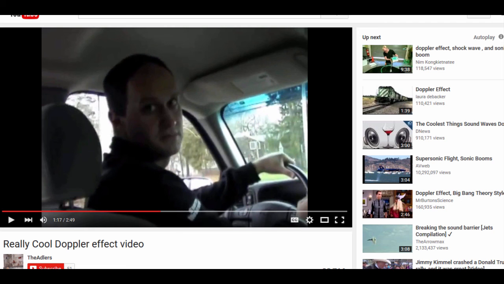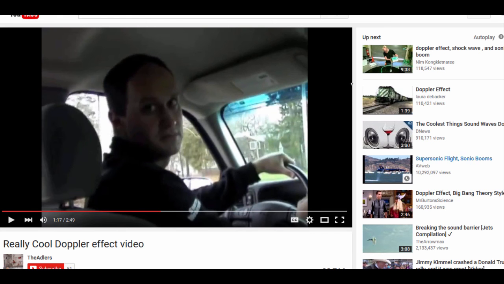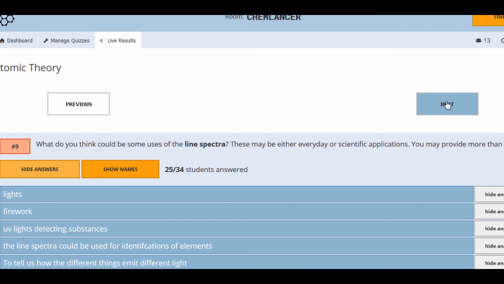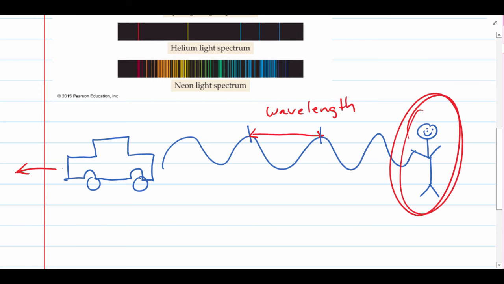Now, the reason why, the first one, why we heard a difference is because that car was in motion and was moving away from the stationary observer. And if it's moving away from the stationary observer, we want to explain why we observed what we did. And this is where you get to come up with your explanation. We have an object that's moving away from a stationary observer. What do you think happens to their perceived wavelength? In other words, this person is sitting still, this car is going in motion away. What happens to the wavelength? Does that wavelength get longer? Does it get shorter, or does it stay the same?